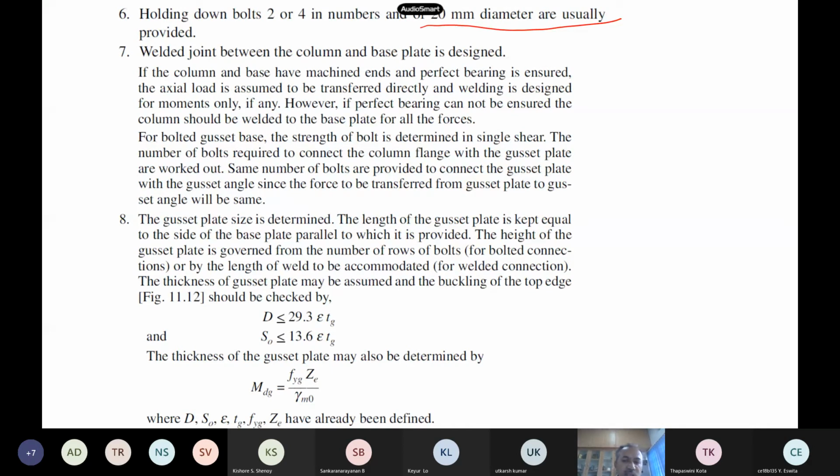Then the length of the gusset plate we also have to find out. It is kept equal to the side of the base plate parallel to which it is provided. The height of the gusset plate is governed by the number of rows of bolts, or by the length of the weld to be accommodated. Then the thickness of the gusset plate may be assumed from the buckling criteria.